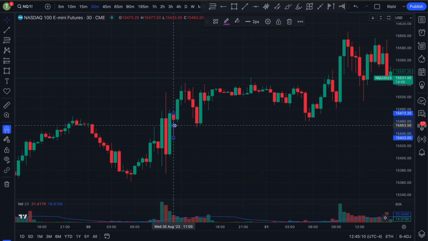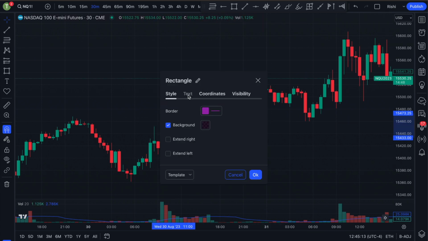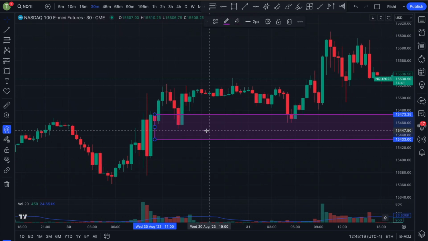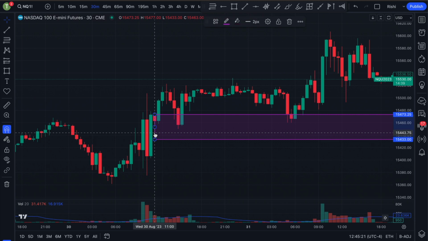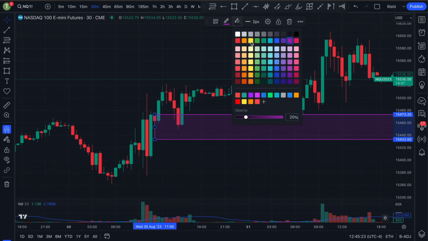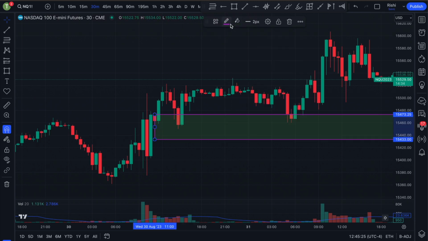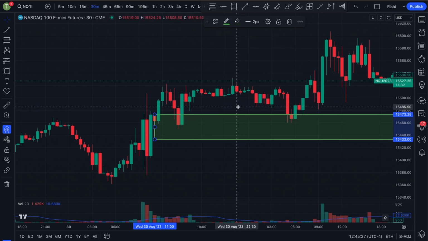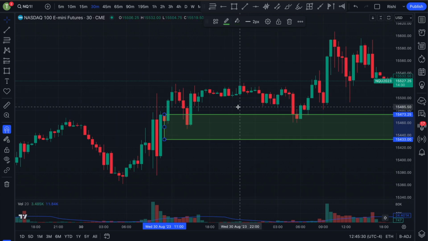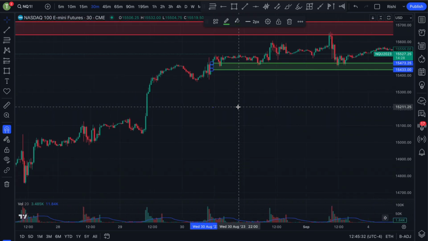So if we connect it like that, and then we want it to extend right, so then we can see when the price touches it again, just like we did for the supply zones. And so this is what it would look like. And then now we also want to change the color to green, as that's what indicates the demand. And perfect.